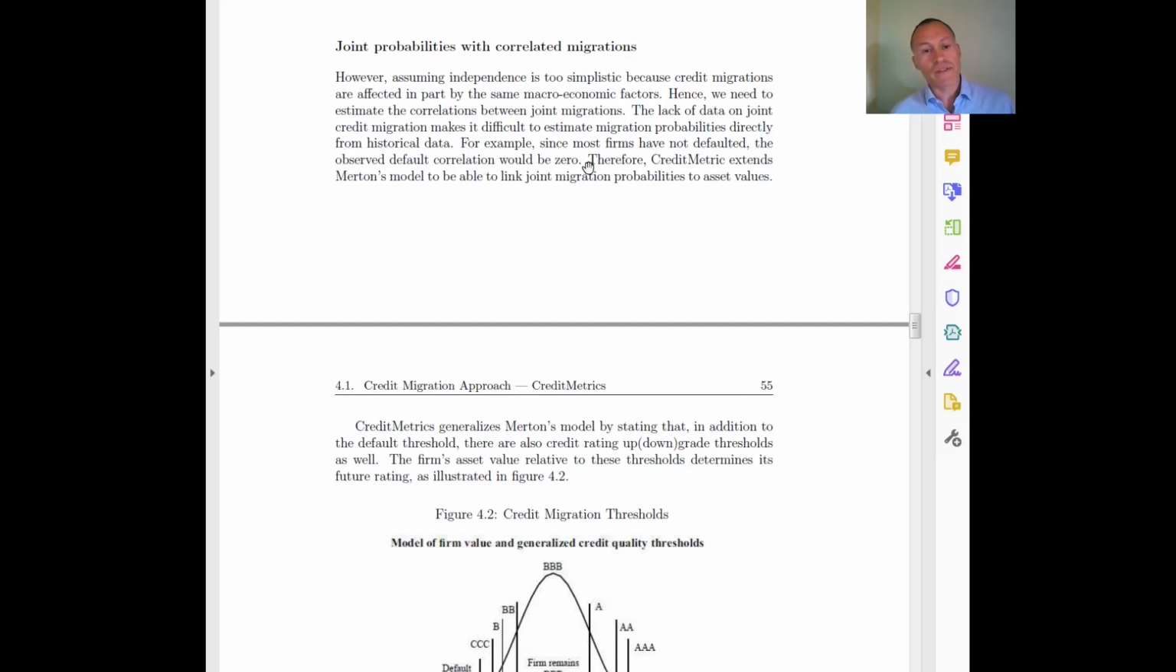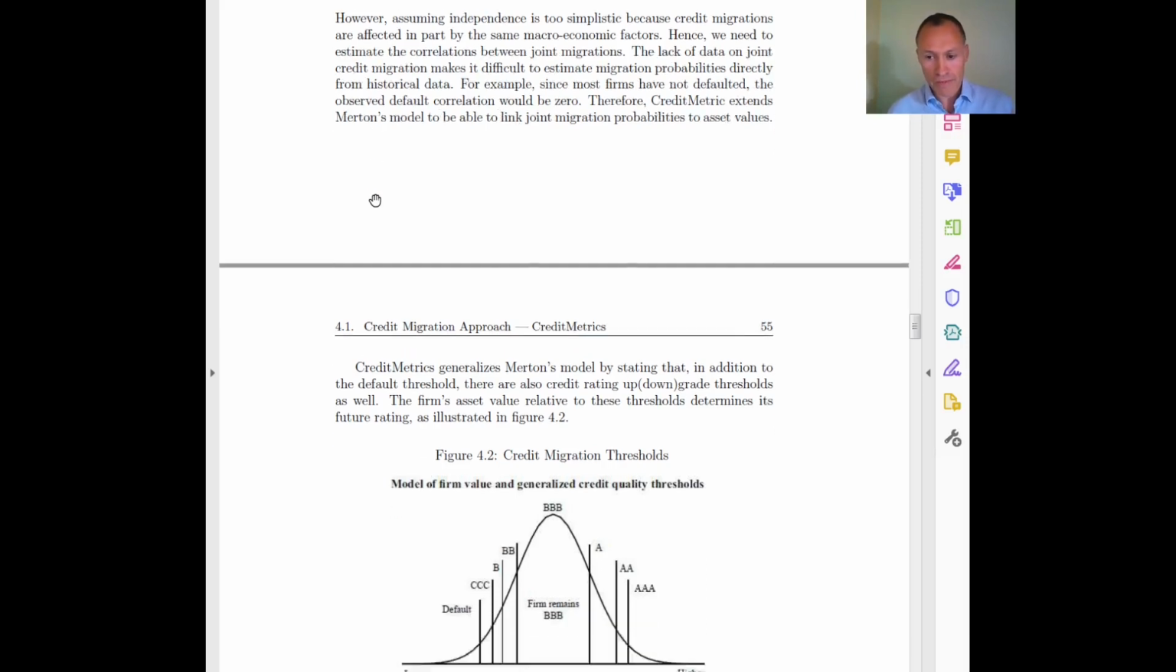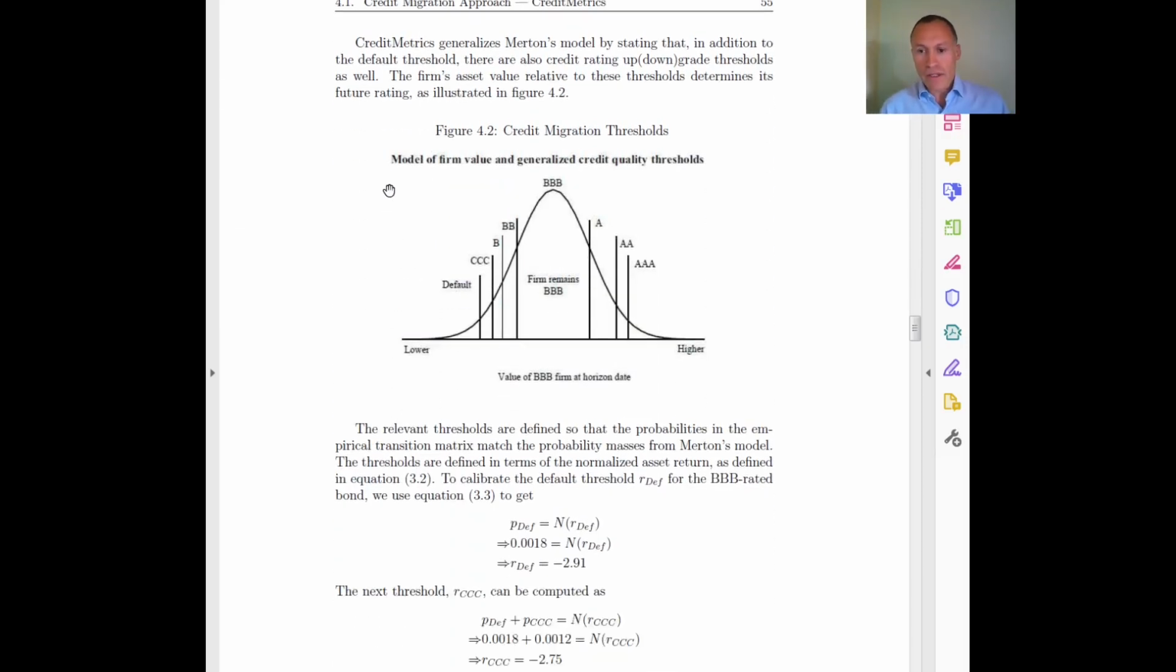So that's where this model comes in and solves the issue. So what CreditMetrics does is to extend Merton's model to impose correlations. So the approach is the following. What we're basically going to do is to use Merton's model in reverse. So if you recall, in Merton's model, we had some underlying economic structure, and we would have default when the value of the assets was very low.